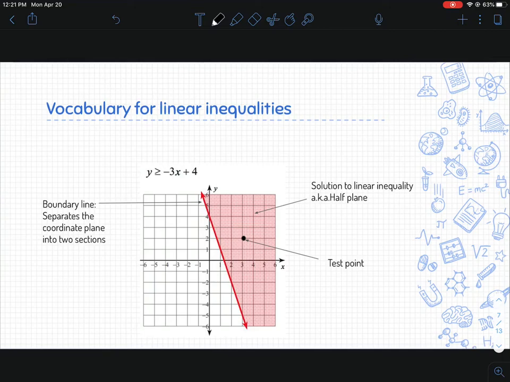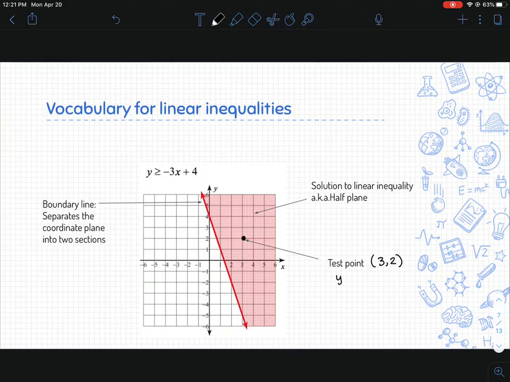The line that's cutting the plane into two is called a boundary line, and it separates it into a lower and an upper section. In this image, it kind of looks like a left and a right, but we refer to them as a lower and an upper. Test points are points that we pick, any coordinate point in the shaded region, and we see if it does indeed satisfy our inequality.